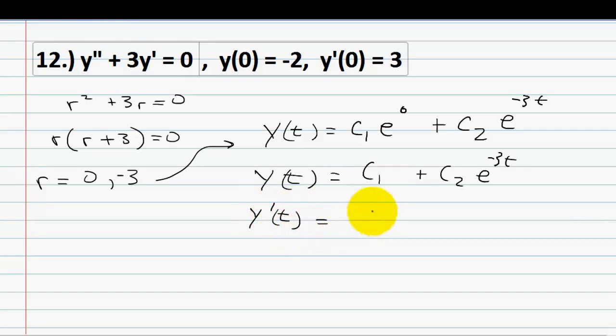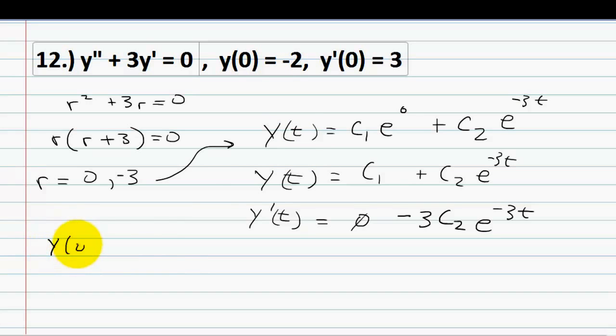First derivative of y of t, immediately this c1 is going to go to 0 because the derivative of a constant is 0. So that's going to be 0 plus the derivative here, that's actually going to be a negative. So that'll be negative 3c2 e to the negative 3t. Let's go ahead and plug in for the initial conditions.